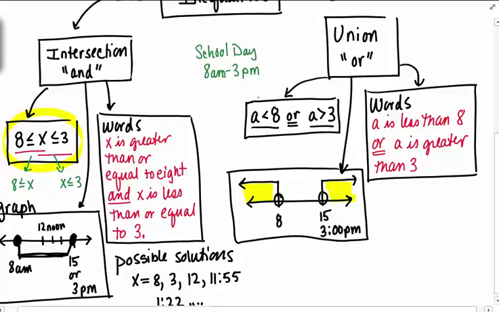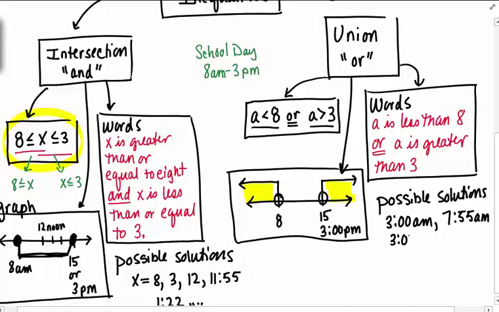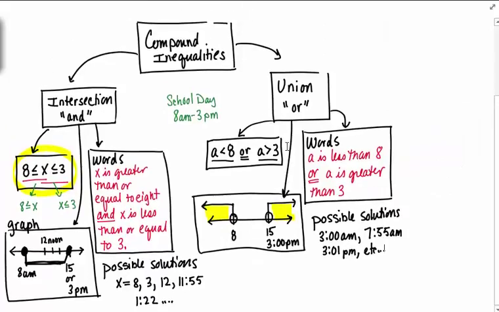So possible solutions here would be 3 o'clock a.m., 7:55 a.m., 3:01 p.m., etc. You can think of a lot more. So this is your introduction into compound inequalities. We're going to do a few example problems in videos to come.